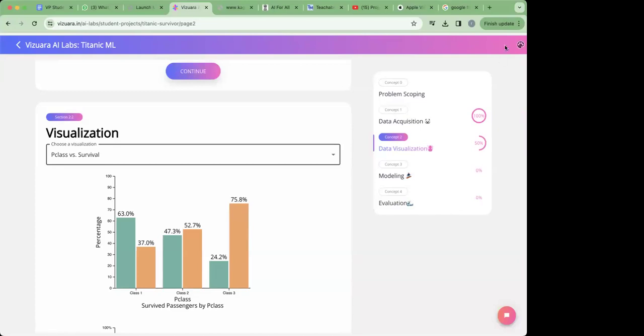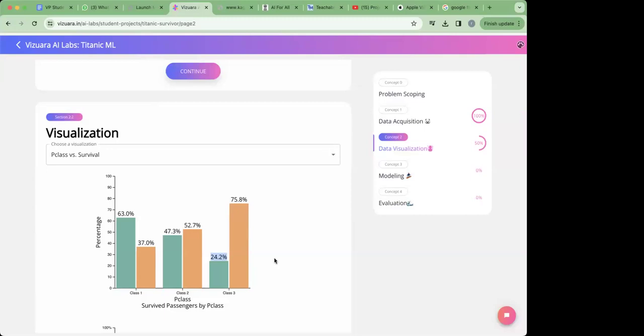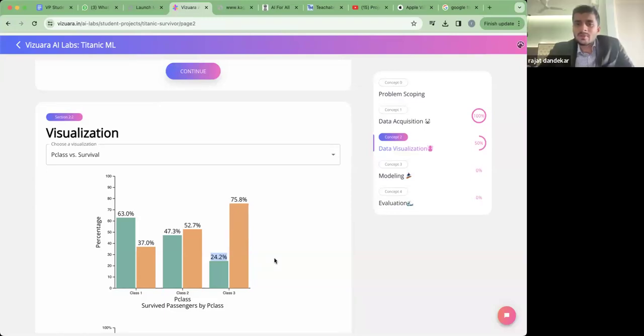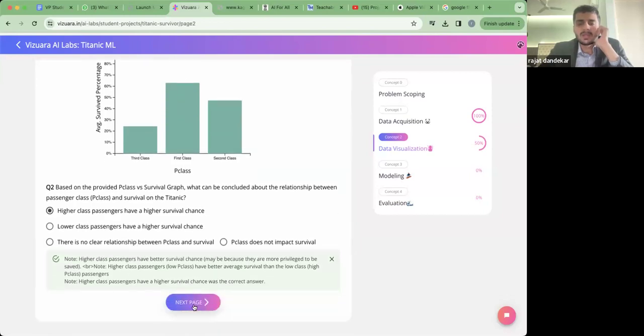Number of chances of surviving are more. Correct. Yes, sir, that is completely correct. People who paid a higher price and were sitting in class 1 had around 63% chance of survival as compared to people in class 3 who had only 25%. Which means that rich people were given more preference, which is what Rana sir had predicted initially, that the VIP people were given more preference. There are also some questions here which you can answer. For example, higher class passengers have a higher survival chance, which is true. Now let's go to the next page.